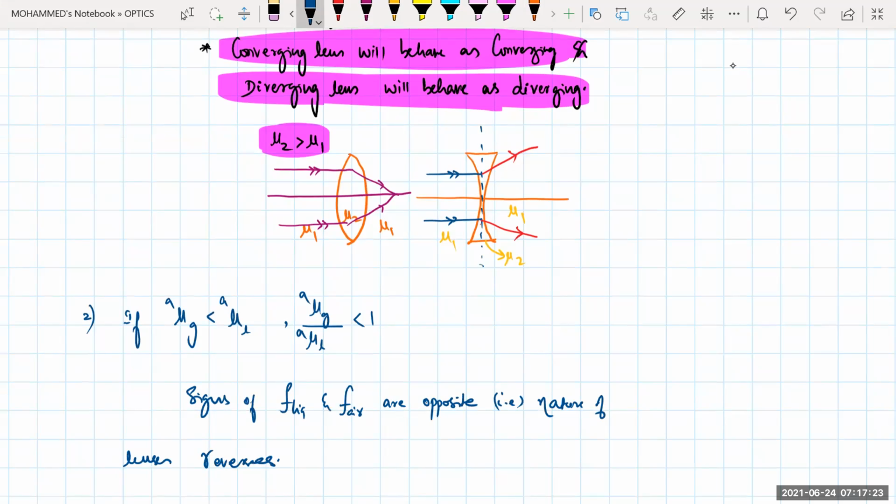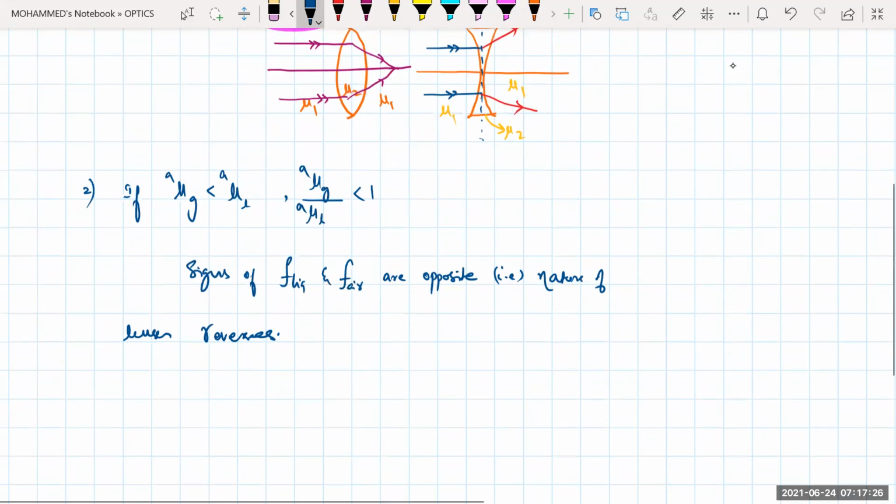Okay, this is very important, beta. So the focal length of the liquid will be different with respect to the focal length of air. That means the nature of the lens will become reversed. That means converging will behave as diverging and diverging will behave as converging. Clear? Yes, sir.